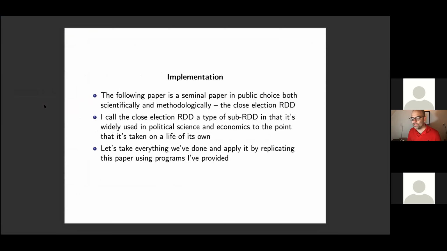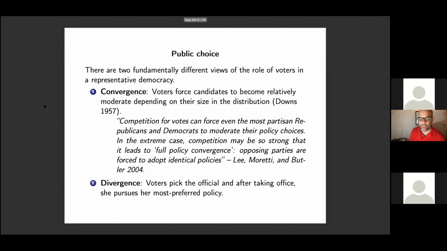We're going to take everything that we've done and replicate the paper and learn a little bit more about the application. In the field of public choice and in political science, there are two very different views of the role of voters in a representative democracy. One is that competition to get votes will cause politicians to compromise their positions in order to win more votes. So this is like a median voter theorem kind of belief.